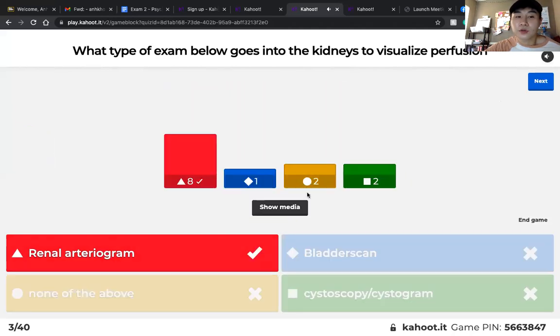All right, renal angiogram. For the kidney, if she asks which is the safest diagnostic test, it will be the bladder scan or ultrasound, because there's no contrast dye involved and that is the least invasive procedure. But for this question, if it goes into the kidneys and visualizes perfusion, it will be renal arteriogram.